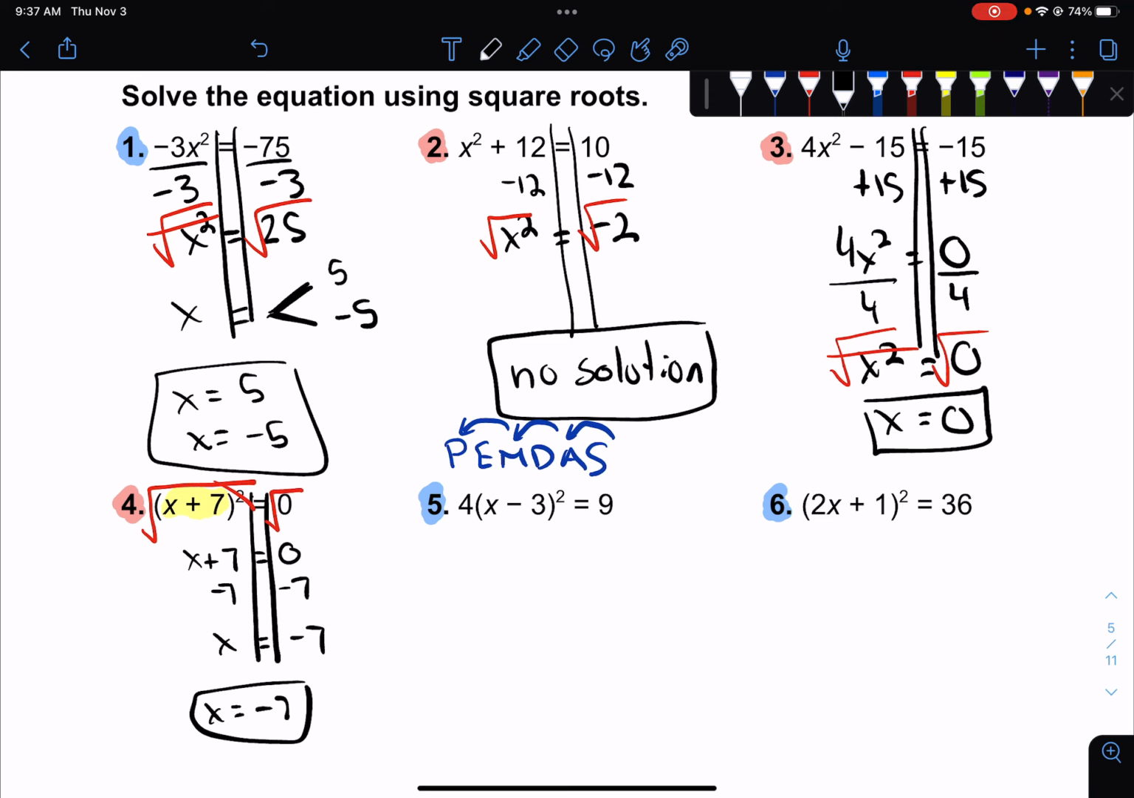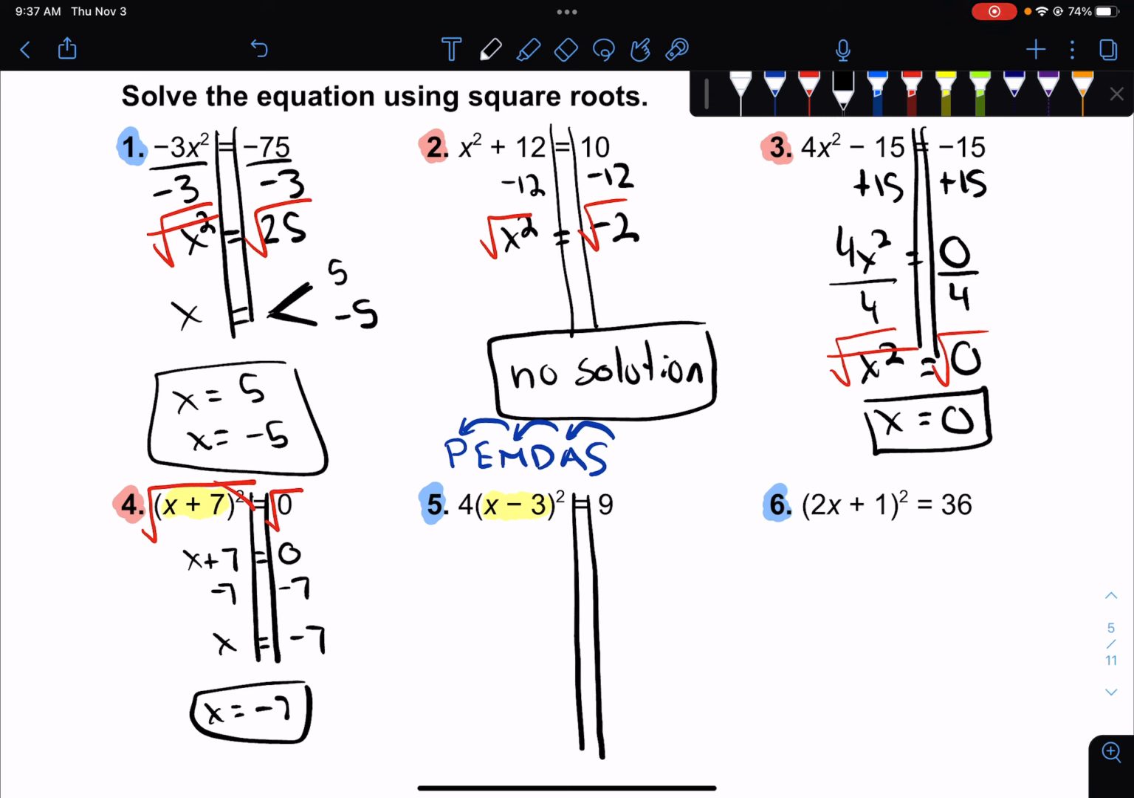Okay, let's look at number 5. I need to get rid of everything. I've got this x minus 3 on the inside. I cannot touch that yet. I've got to get rid of everything on the outside. I've got to get rid of this 4 and this 2 before I can touch that minus 3. So I'm going to do my railroad tracks. And now I've got to look at the outside. The 4 and the square. Which one of those do I get rid of first?